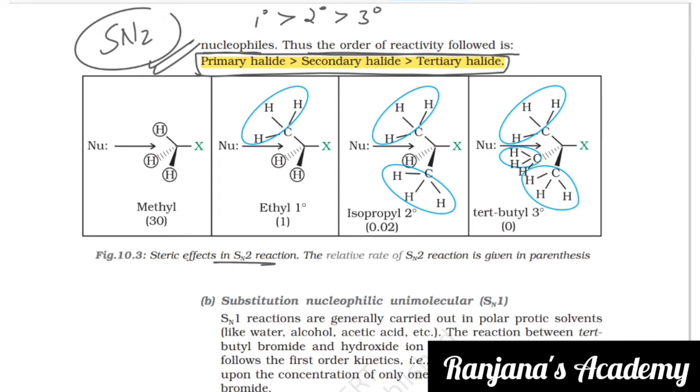So this is your steric effects in Sn2 reactions, depicted in the diagram. So you can see which has the greater one: 1, 0.02 and 0. So 1 has the greater one, that is primary.